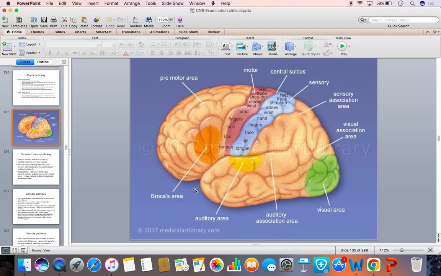in the temporal lobe. Broca's area for the expression of speech is located in the frontal lobe, close to the lower part of the premotor areas, premotor gyrus.